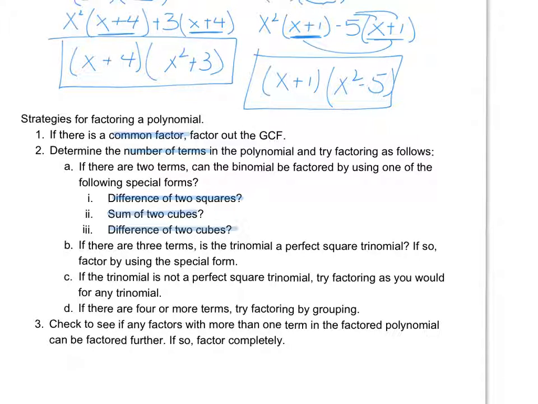If not, is it a perfect square trinomial? If it's not a perfect square, then I would try factoring just like we did before. If I have 4 or more terms, we use grouping. We check to see if we can factor any more, and then we're completely done.